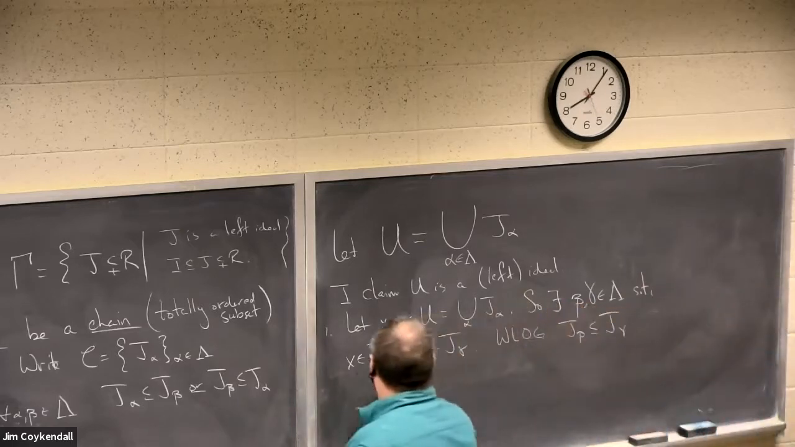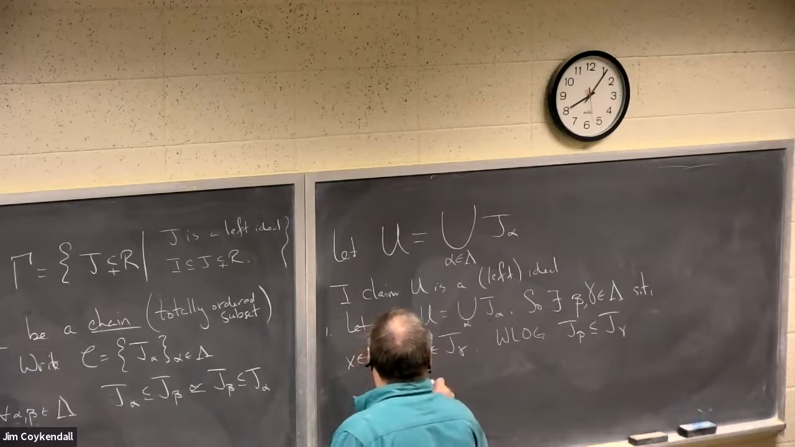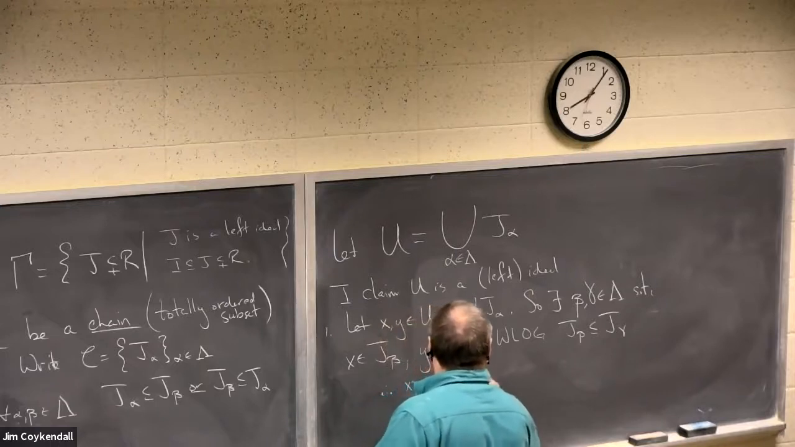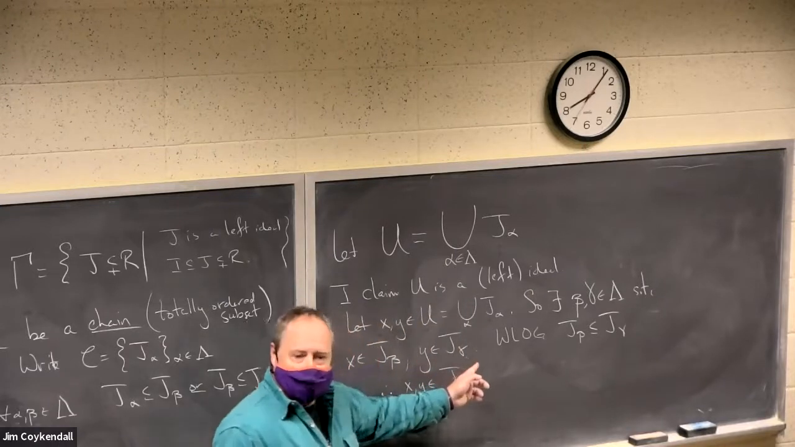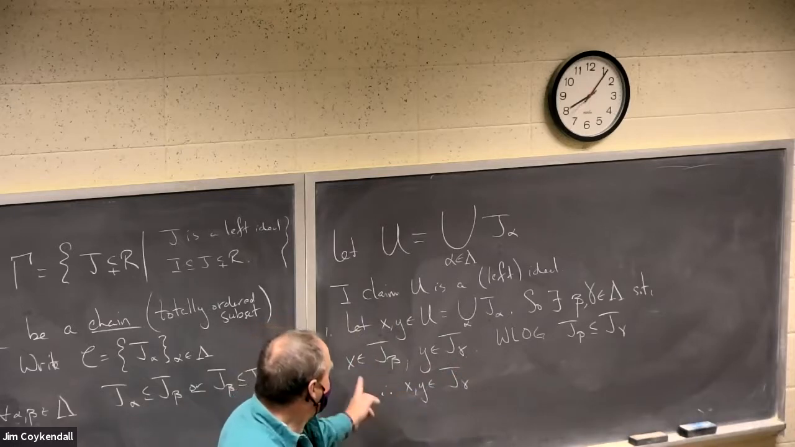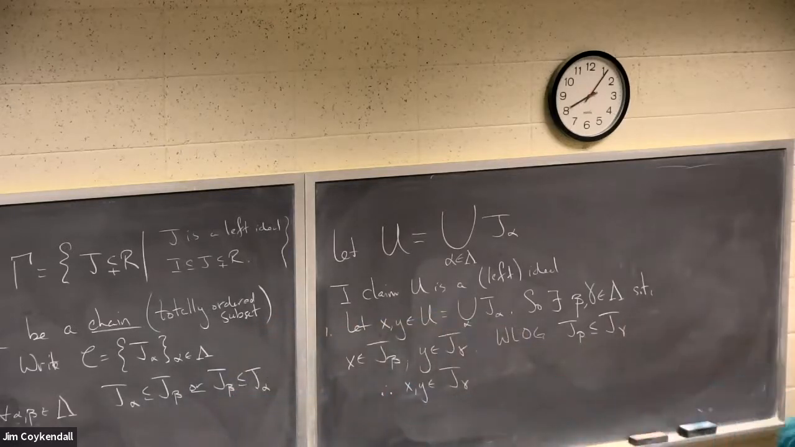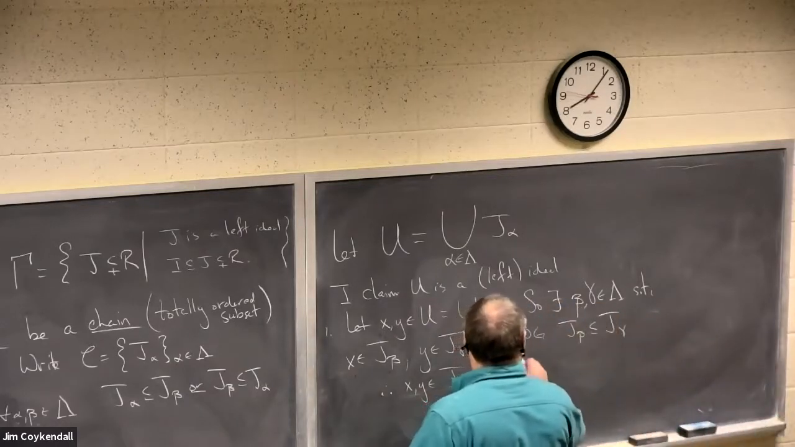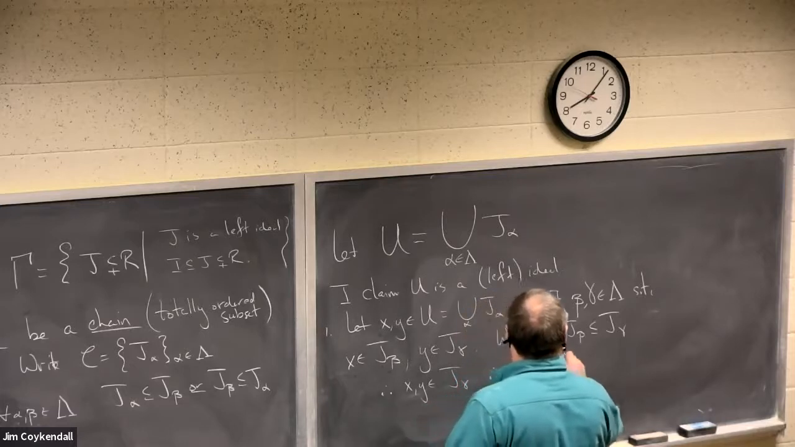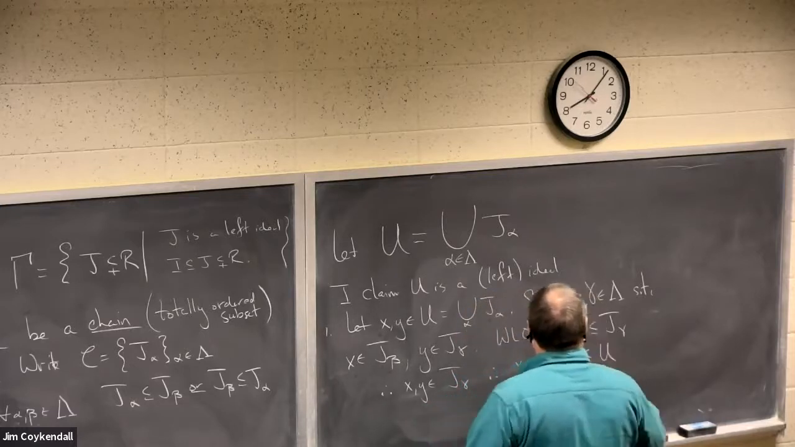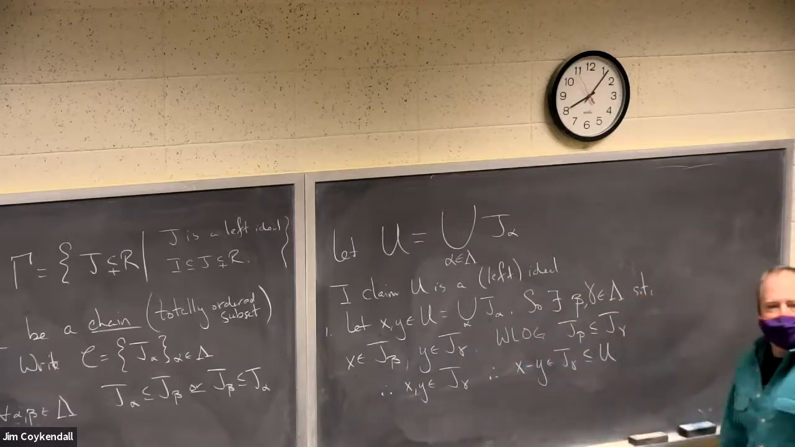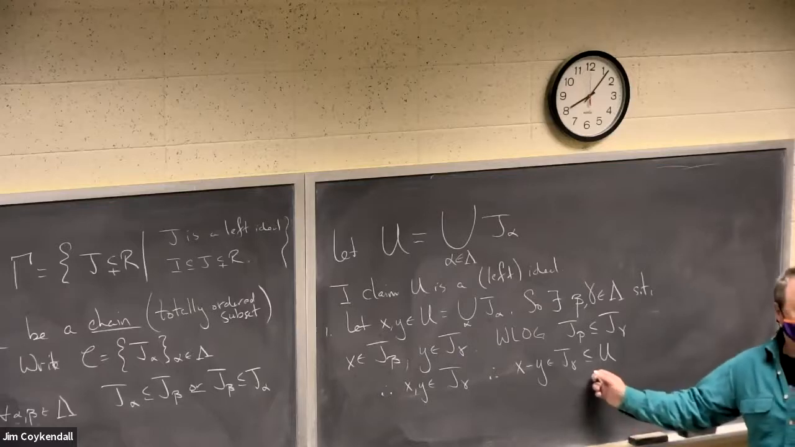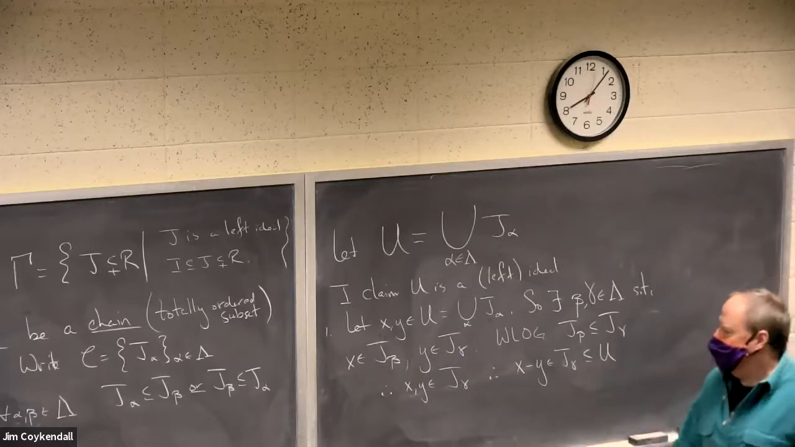Therefore, X and Y are both in J gamma. Y is in J gamma straight up, and X is in J gamma because it's in J beta, which is contained in J gamma. Therefore, I've shown that the difference of two elements in U is still in U. So U is in fact a subgroup, by the subgroup criterion.